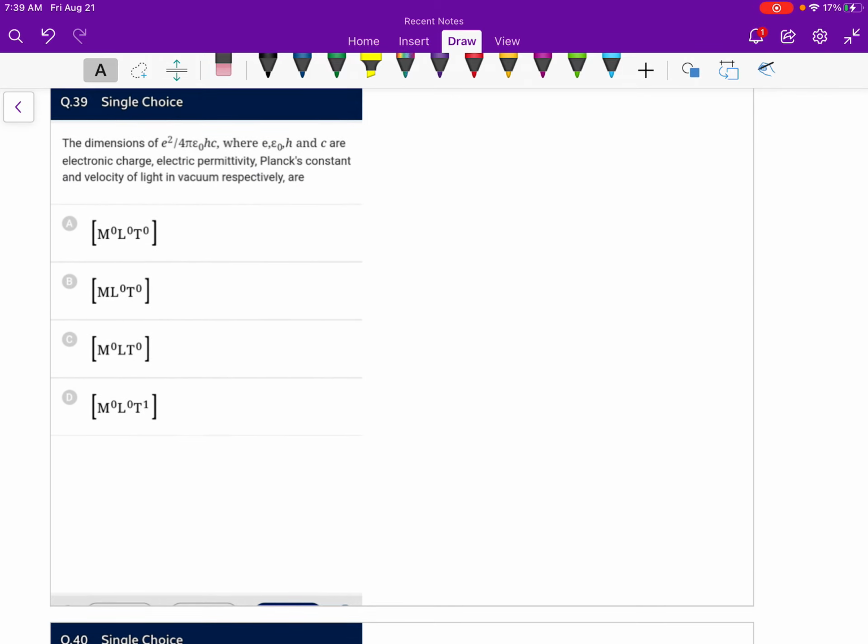The dimensions of e square upon 4 pi epsilon naught. So e square upon 4 pi epsilon naught is F upon r square. Dimension of e square upon 4 pi epsilon naught is F into r square, because F is e square upon 4 pi epsilon naught r square. So just a minute, this is F into r square.